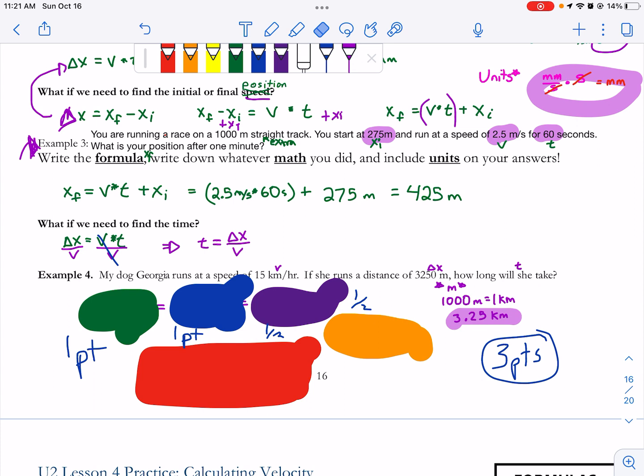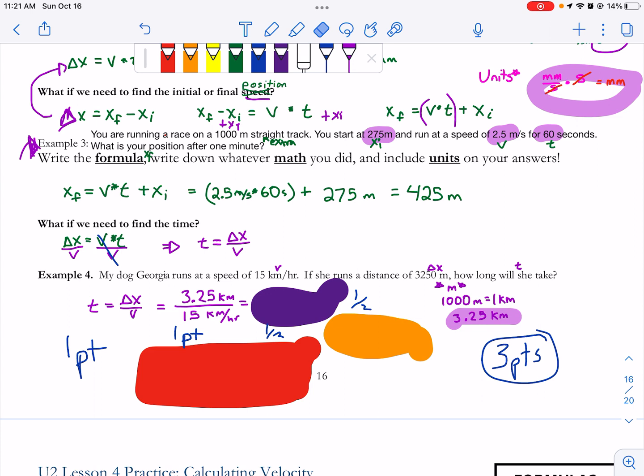The first point, writing down the formula, T equals delta x over v. Congratulations, you just got a 33% on this question. If you stopped there, you got a 33% on this question. Now let's put in our numbers. 15 kilometers per hour goes on the bottom because it is the speed. The 3.25 kilometers goes on the top because it is the distance. So it looks like this, 1 point. If you stopped here, you have a 67% on this question because you have put in the numbers in the right place. Now, if you get the numbers in the wrong place, you get some of the points, but you didn't put them in the right place, so you can't get all of them.